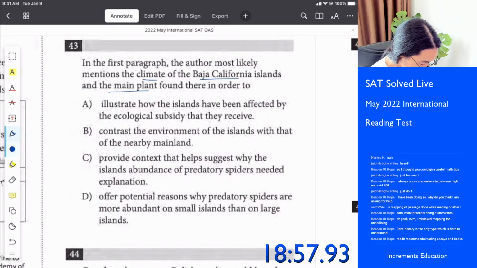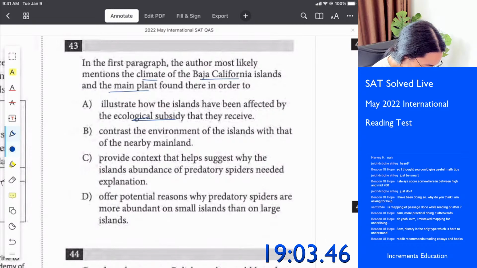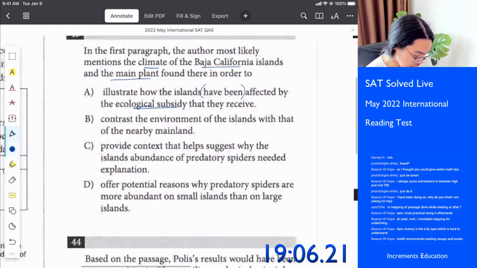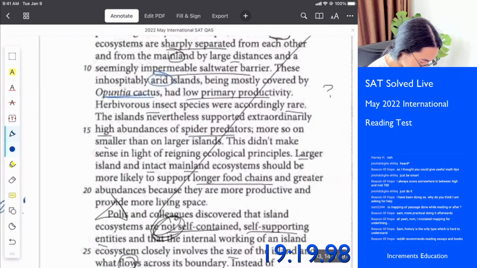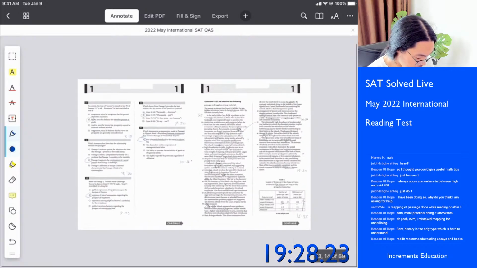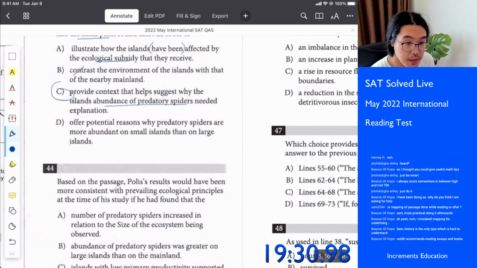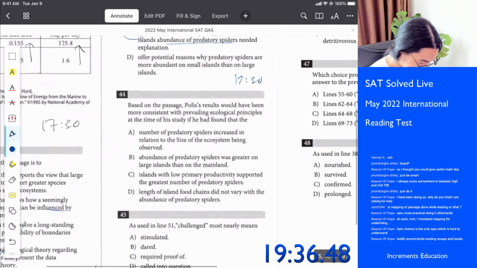So, in order to explain their dependence on the subsidy. So actually how they have been affected is kind of awkward, but could be affected would make sense. Contrast, no. Exactly. This C sounds about correct, but I need to double check because I actually just didn't understand this idea very well. Nevertheless, this didn't make sense. Okay, yeah, that's correct. So I'm at 1930. How long did that take me? That took me about 1 minute and 30 seconds. God damn it, that's too long.